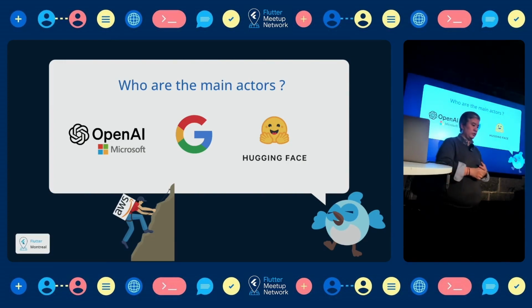So who are the main actors on the market for generative AI? The most known one is OpenAI with GPT. And in the shadow you have Microsoft. Microsoft is hosting OpenAI, and also proposes OpenAI as a service on Azure Cloud. The next one is Google, with Vertex AI. And there is another one, Hugging Face, which is open source, in which you can have different models of generative AI, and you can use them with Hugging Face.